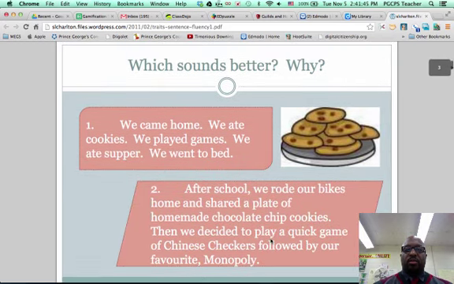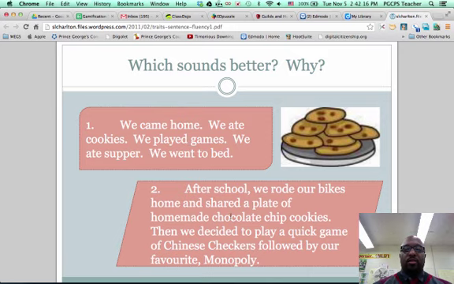So which sounds better when we talk about fluency? Let's look at this first example. We came home, we ate cookies, we played games, we ate supper, we went to bed. Or the second one: after school we rode our bikes home, shared a plate of homemade chocolate chip cookies, then we decided to play a quick game of Chinese checkers followed by our favorite Monopoly. If you notice, the second one sounds a little bit better. It's not as choppy as the first one. You don't have the repetitiveness of the first example using "we" all over again.